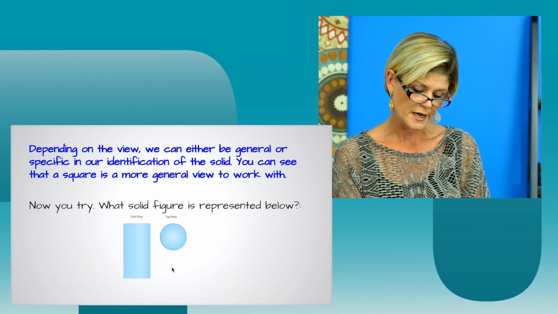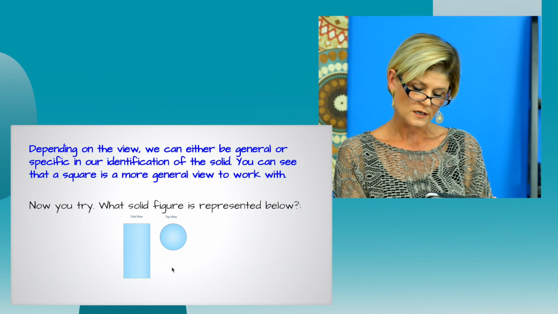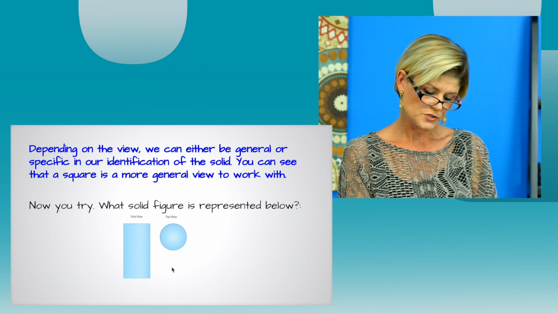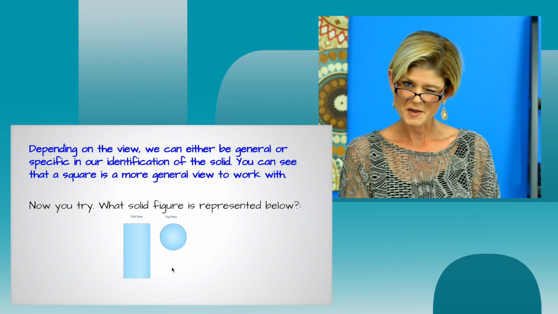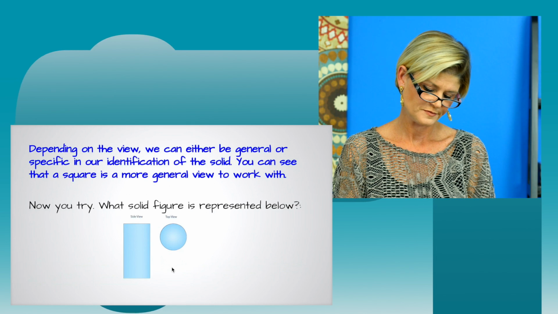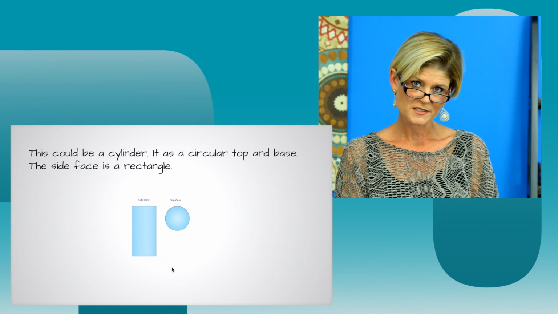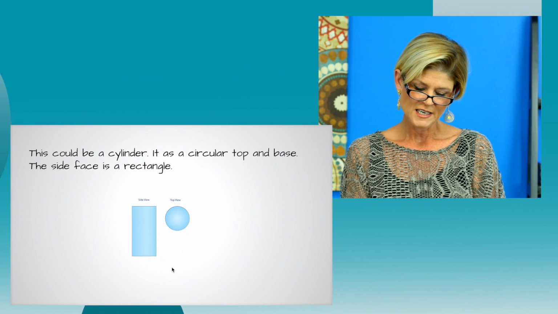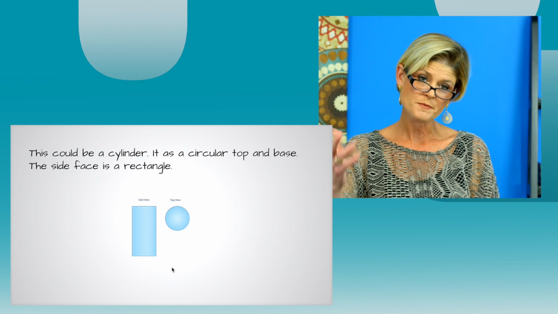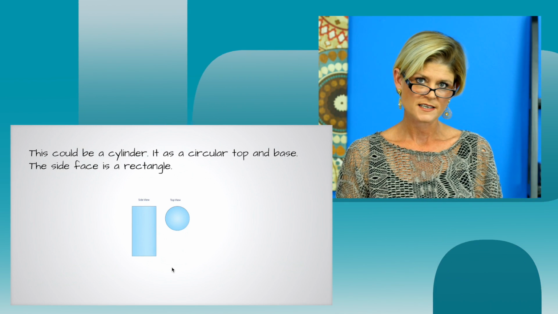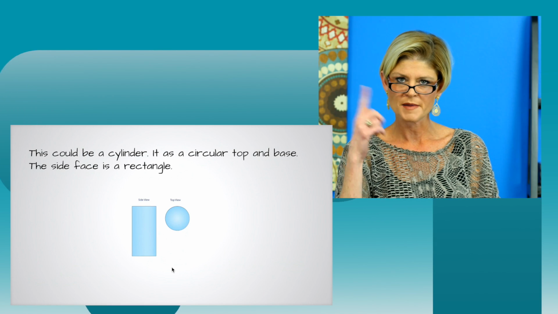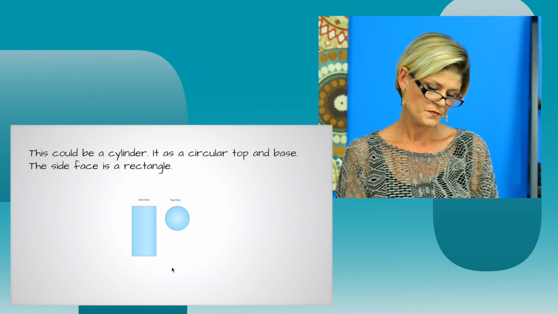Okay, so now you try. What solid figure do you think is represented below? There's a side view and a top view. Might be pretty easy. Did you come up with a cylinder? Because that's what it is. A cylinder has a circular top and base, and the side face is a rectangle. You would have to imagine it unraveled, so to speak.